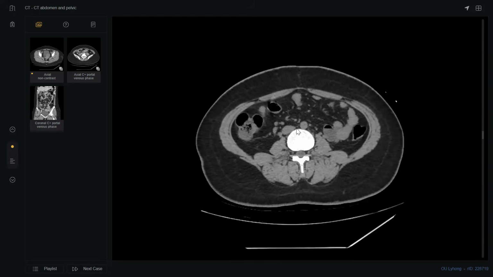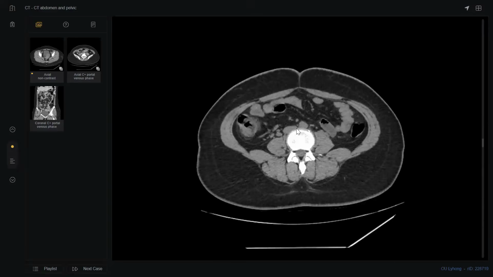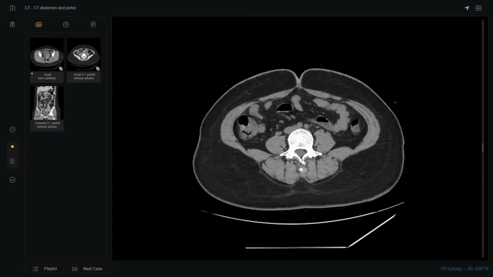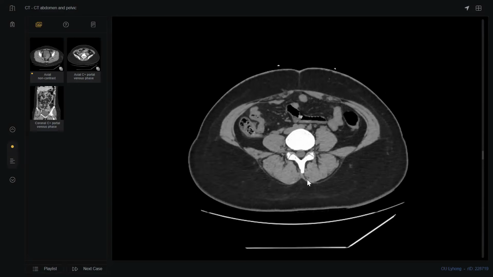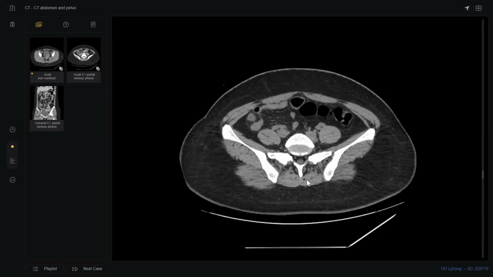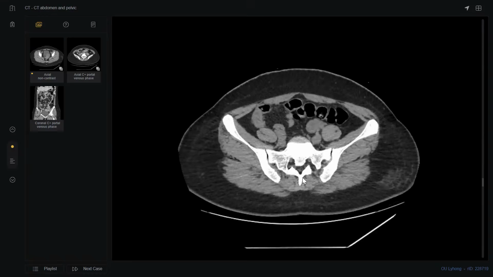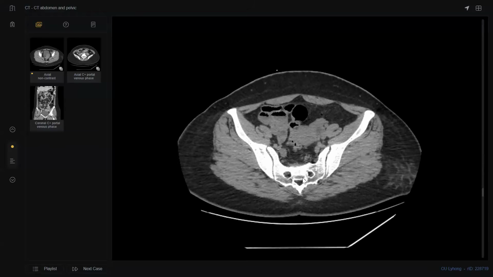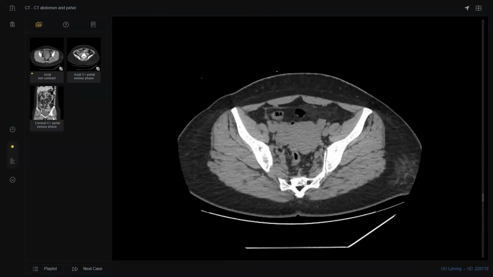But the patient's main concern is about the right iliac fossa. Right iliac fossa, ileocecal junction is normal. There are a few bowel loops which are normal in caliber.